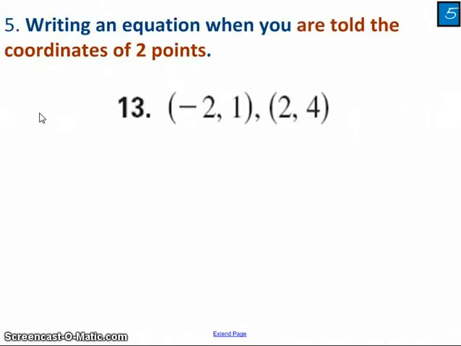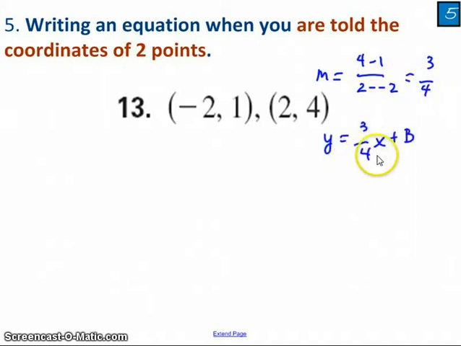Fifth scenario, if I give you 2 points. In this case, well, the more traditional way is definitely the preferred way by the textbook. So I'm going to show you the more traditional way, going straight from these points to the slope-intercept form. First thing I've got to figure out is what the slope is. Well, the slope is change in y over change in x. It's going to turn out to be 3 over 4.